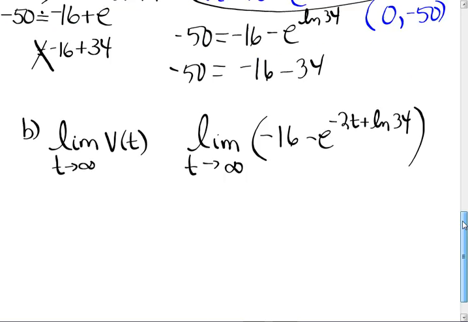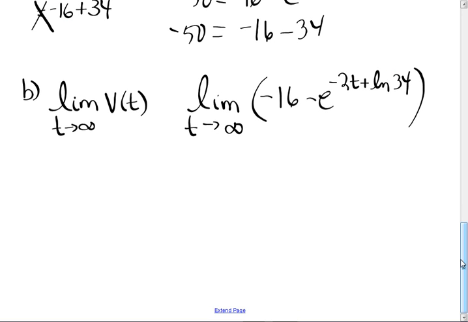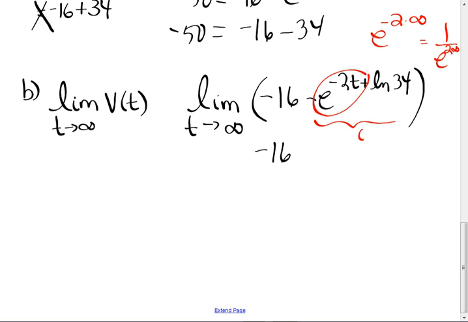And if you just think a little bit, it's not as bad as it looks. First off, what's the limit of negative 16? Negative 16. Now, when you let t go to infinity, what I need to worry about is this piece right there. What's e to the negative 2 times infinity? What does the negative do to my exponential? It puts it in the denominator. What is 1 divided by a very large number? That's 0. So this is going to be 0. So the answer is negative 16, and it's 1 point, right or wrong.